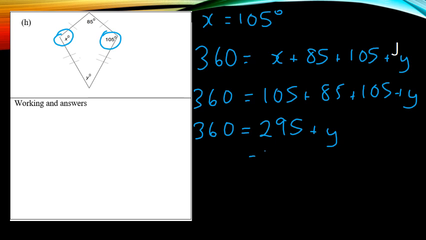And our last step is to get rid of this 295 from both sides. 360 minus 295 is 65. So Y must be 65 degrees. Now you need to be careful not to assume that this 85 and this Y are the same, because we see that the 85 is between two lines with only one arrow, but the Y is between two lines that have two markings on them, so they're different.